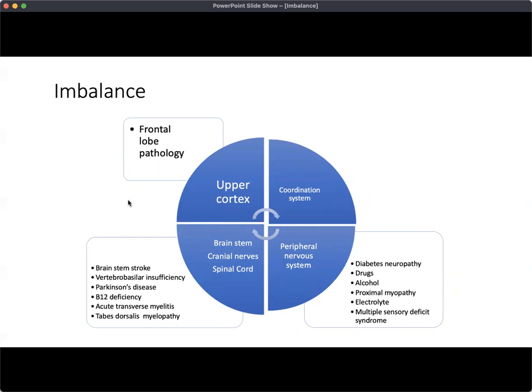Possible causes include frontal lobe pathology, normal pressure hydrocephalus, cerebellar stroke, Parkinson's disease, vertebrobasilar insufficiency, B12 deficiency, Tabes dorsalis myelopathy, cerebellar degeneration from alcohol, multiple sensory deficit, dark environment, visual impairment such as cataract, peripheral neuropathy, diabetes, orthopedic disorder, and medication such as benzodiazepine, tricyclic antidepressant, aminoglycosides.